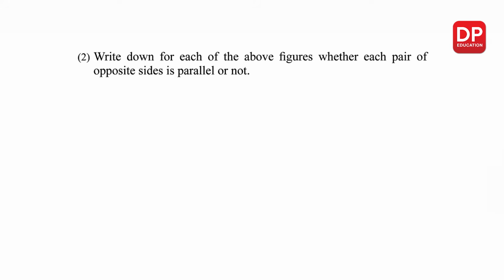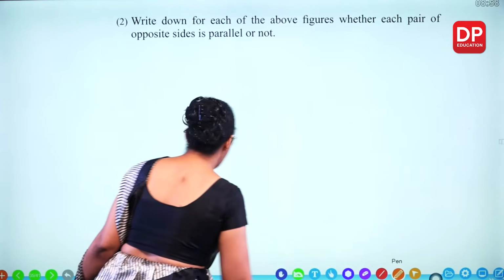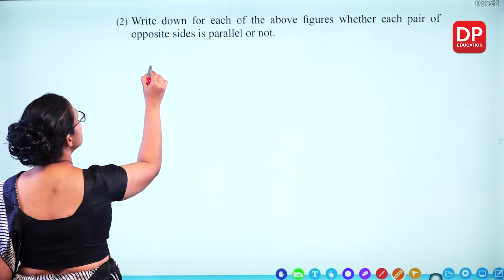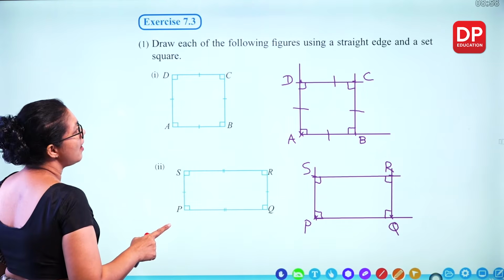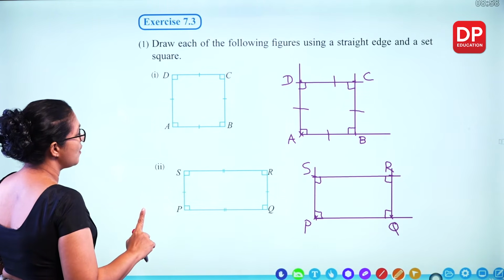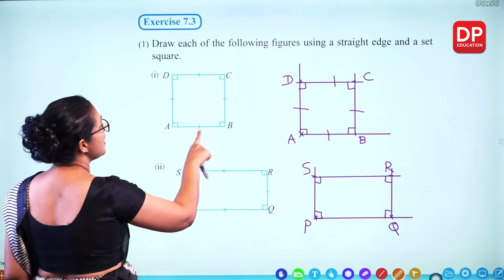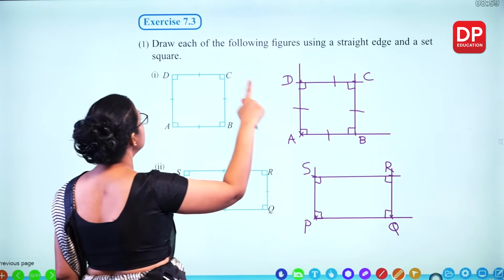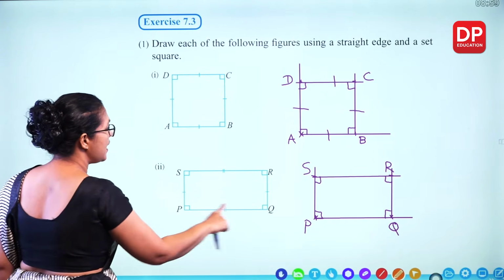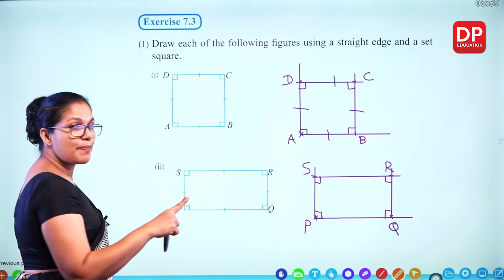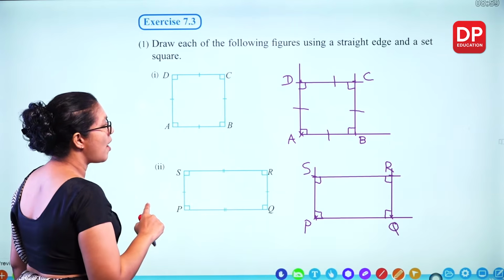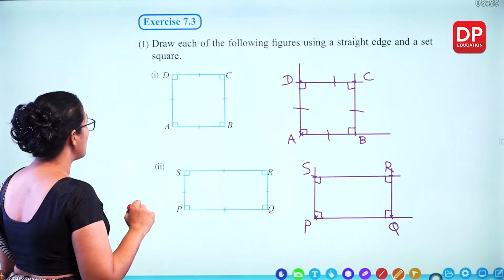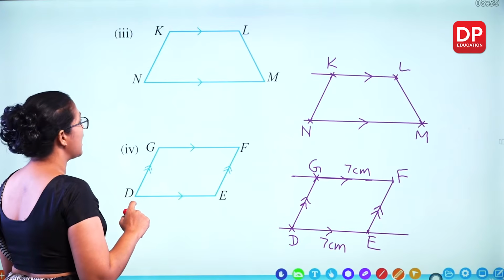Question number 2. Write down for each of the above figures whether each pair of opposite sides is parallel or not. So we have to take the previous diagrams and write down. So we did the first one, a square ABCD and PQRS. So what we can say, opposite sides are parallel. AB and CD parallel and BC and AD parallel. Here PQRS, PQ and RS parallel and PS and QR parallel in the rectangle.